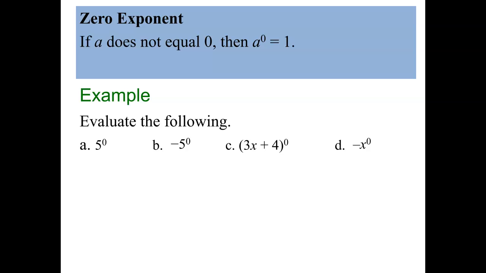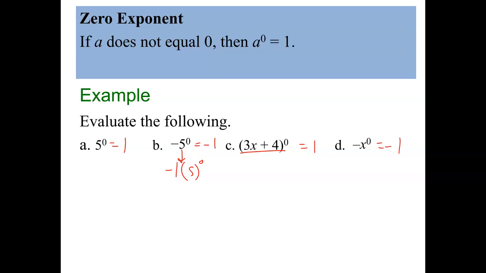So, 5 to the 0 power, 1. Negative 5 to the 0 power, negative 1. This is basically negative 1 times 5 to the 0 power. That negative isn't being raised to that exponent, so it's not going to end up being a positive 1. It's going to be negative times 1. So I got a negative 1. This entire expression is being raised to the 0 power, so it equals what? 1. And then I have negative x to the 0 power. Negative 1 again.